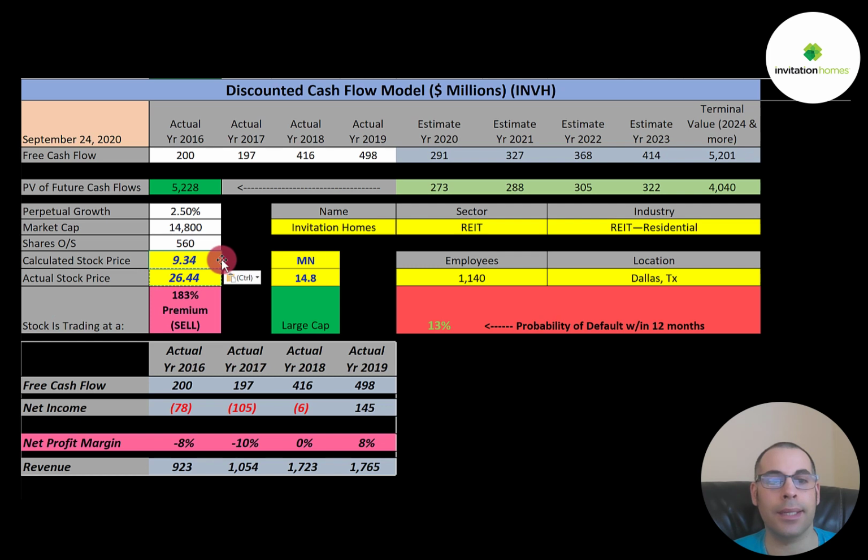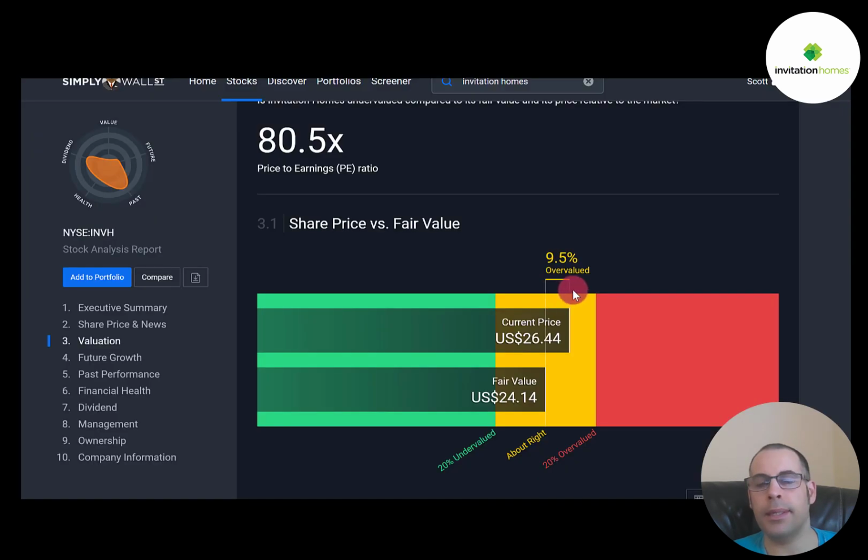They're trading at 26, so they're trading at a 183% premium. It's a sell according to the model. Let's see what Simply Wall Street says. They're also saying the stock is overvalued, but their number is much higher than mine at $24 a share.